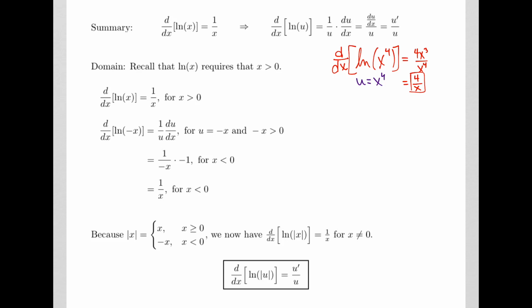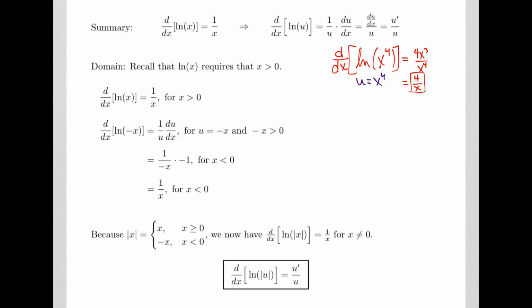We've sort of skipped over something. The logarithm has a domain, and the domain for the logarithm is that whatever the input function is has to be positive. So in this example we just did, x to the fourth is always positive except for x equals 0, so everything we've written is true. But if I use the logarithm of x, that x can only be positive, and so this rule for differentiation is only valid for x greater than 0.